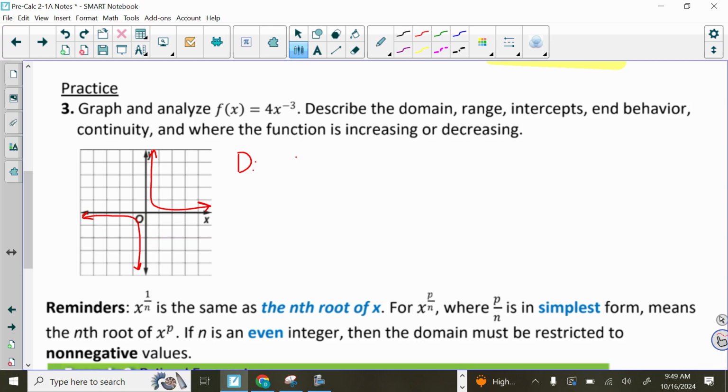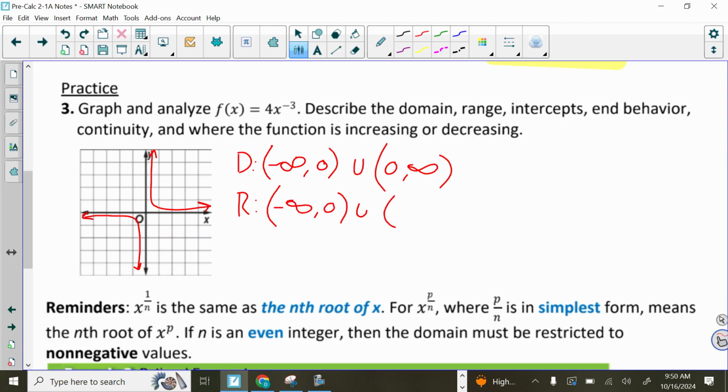Let's start to go through our things here. Okay. The domain is going to be negative infinity to 0, right? Because it's not including 0 in the middle there. And then we have a union, right? That we talked about, 0 to infinity here, okay? The range is going to be similar because we just don't have anything at 0. So it's going to be very similar, negative infinity to 0, and then union with 0 to infinity. So we do have positive and negative numbers there. We don't have any intercepts, no intercepts, because it doesn't cross any axes.